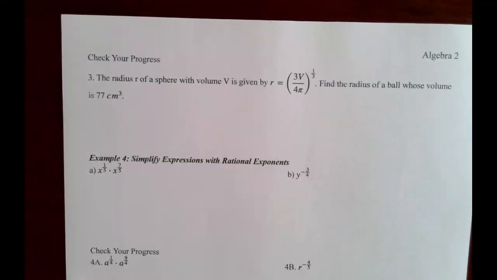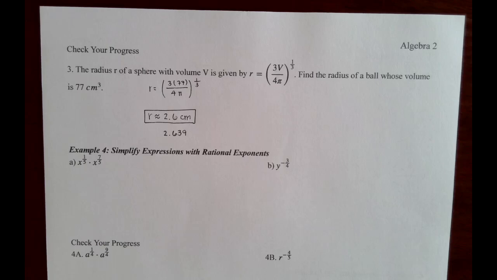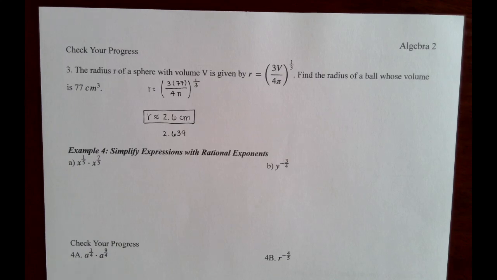So why don't you try CYP3, and then once you're done, come check your answer. Okay, you should have gotten either 2.6 centimeters or 2.64 centimeters or 2.639 centimeters. If you got that, you can move on to the next example. If not, here is your explanation.